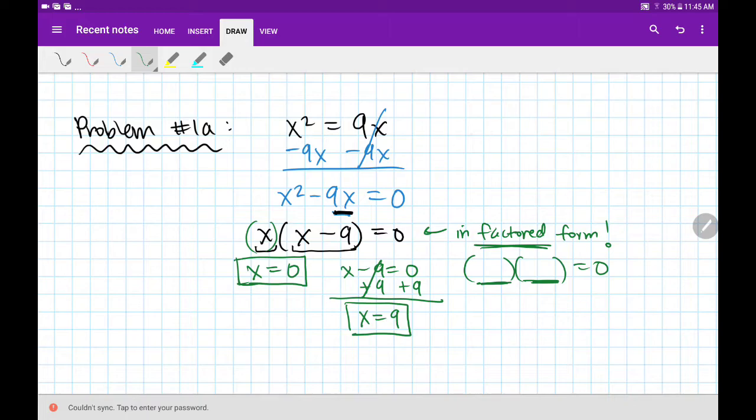So just a quick recap. Here, we had to set up by moving our factors to the same side of the equal sign and setting them equal to 0. Our second step was to factor out the greatest common factor, which was an x. And we're done.